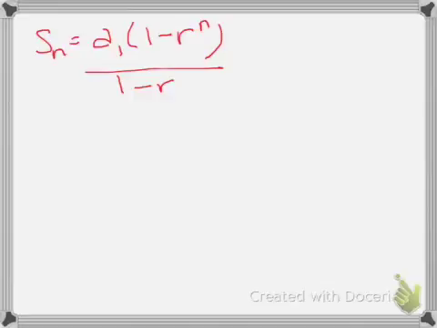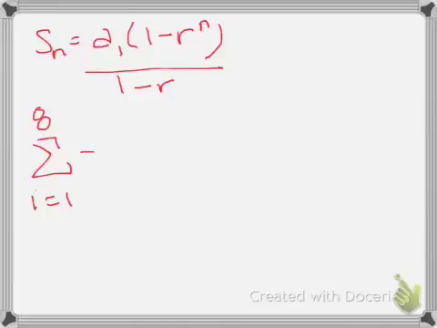N is the exponent that we're going to once again use. N is our number of terms. So when you look at a problem, the first thing I always like to do is solve for n. It's kind of the easiest part to get out of the way.